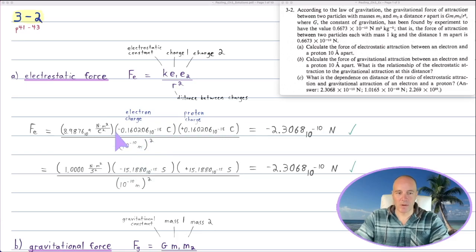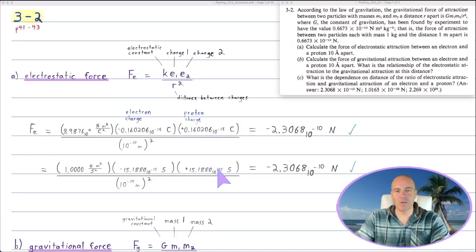So all of that squared, and you'll see the units now cancel. The coulombs here cancel the coulomb squared, and the meter squared up there cancels the meter squared down there. Running the calculation, you'll get negative 2.3068 times 10 to the negative 10 newtons. The negative symbol means that it's an attractive force. Positive would mean repulsive.